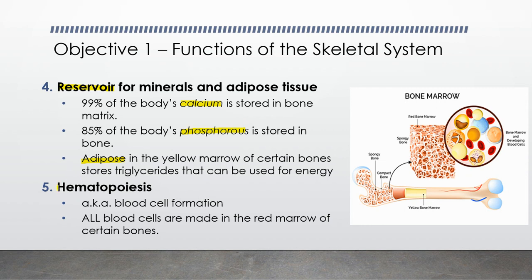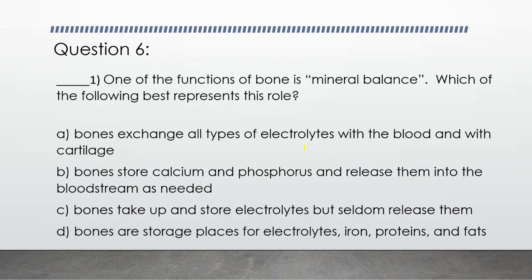And then another major function is hematopoiesis, which is blood cell formation. So all of our blood cells, our red blood cells, our white blood cells, all of those are going to be made in the red marrow of some of our bones. And so that's going to make sure that we constantly have a new supply of blood cells for our blood.